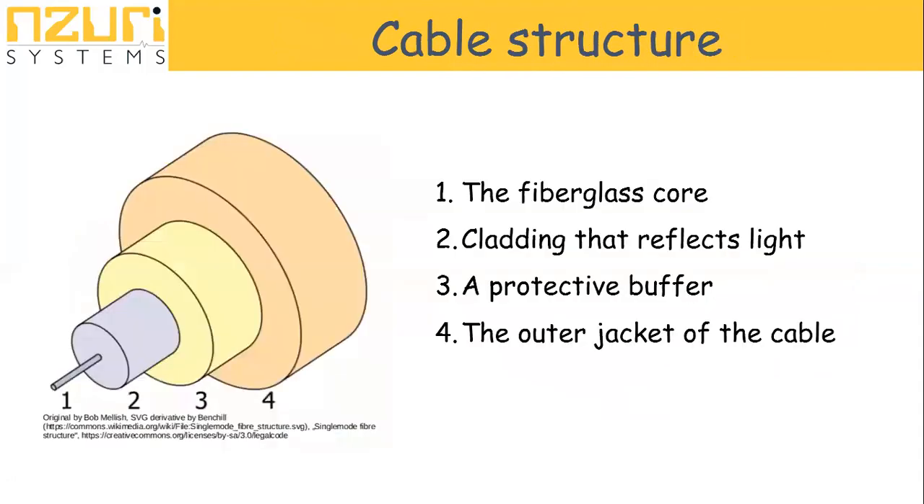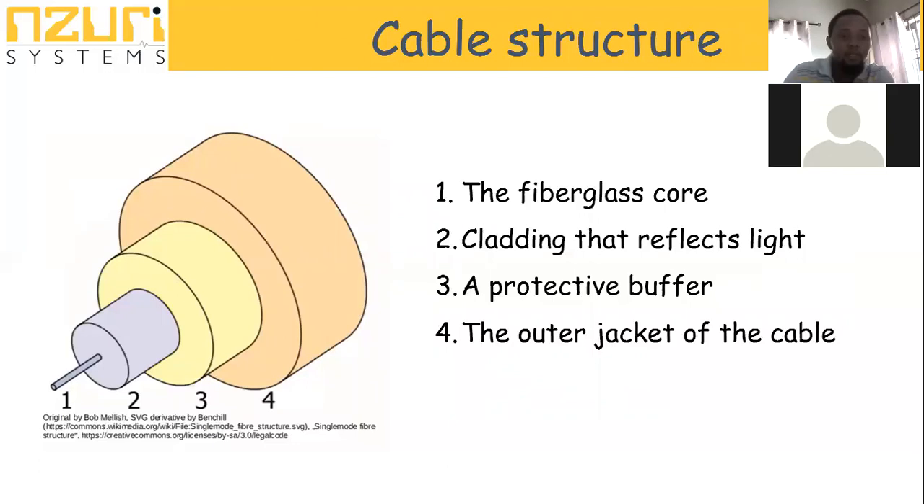Now, let's look at the cable structure of a fiber optic cable. The first one is the fiberglass core. That's where the light pulse is actually transmitted. And then we have the second one, which happens to be the cladding that reflects the light. This is what bounces the light back and forth for it to be sent. And then you have the protective buffer to secure these things so that the fiber core doesn't break.